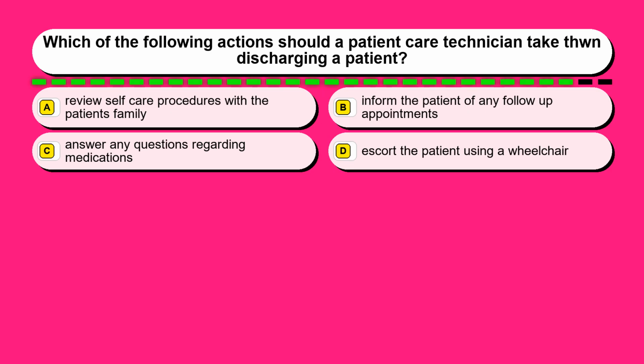Question 12. Which of the following actions should a patient care technician take when discharging a patient? Option A, review self-care procedures with the patient's family. Option B, inform the patient of any follow-up appointments. Option C, answer any questions regarding medications. Option D, escort the patient using a wheelchair.